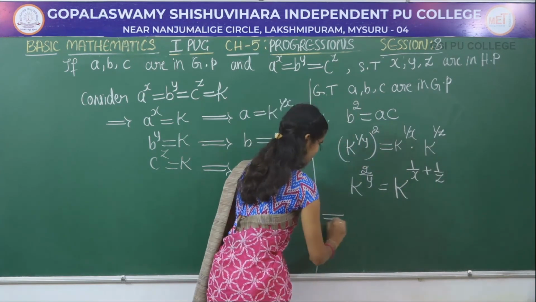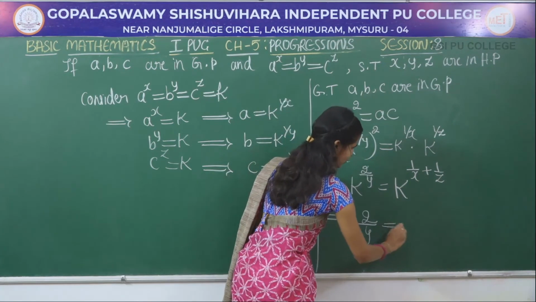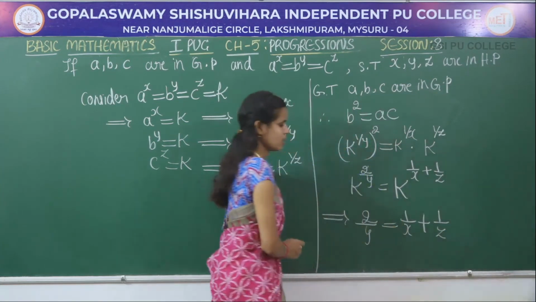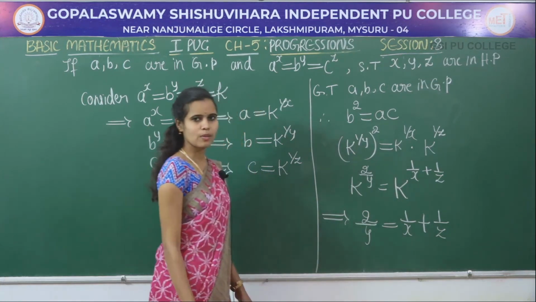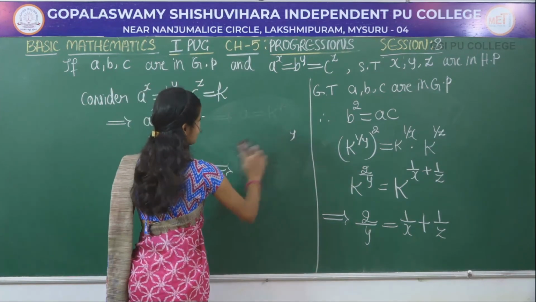So this implies the powers are equal. 2 by y is equal to 1 by x plus 1 by z. So now simplify. By simplifying this equation, prove that y is equal to 2xz divided by x plus z.